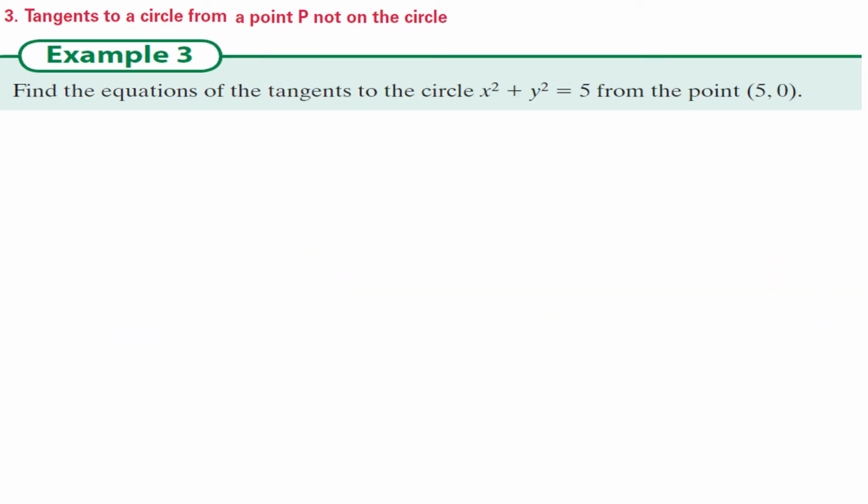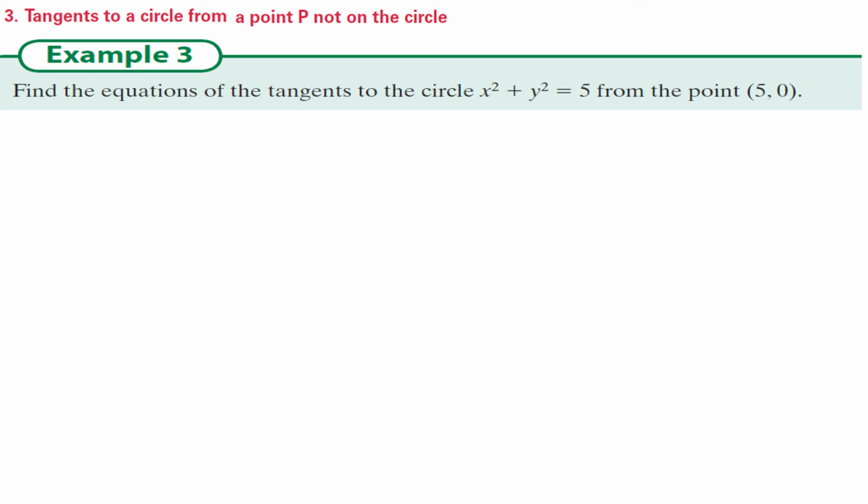So example 3 is slightly different in the sense that they want the equations, again watch out for those plurals, of the tangent to this circle, which again is a nice circle with center 0, 0, from the point 5, 0. Now notice the use of the words from the point. This is asking for two equations of the tangents. There's going to be two tangents and they've given us a point. This point is not on the circle. So all the hints are there from this point.